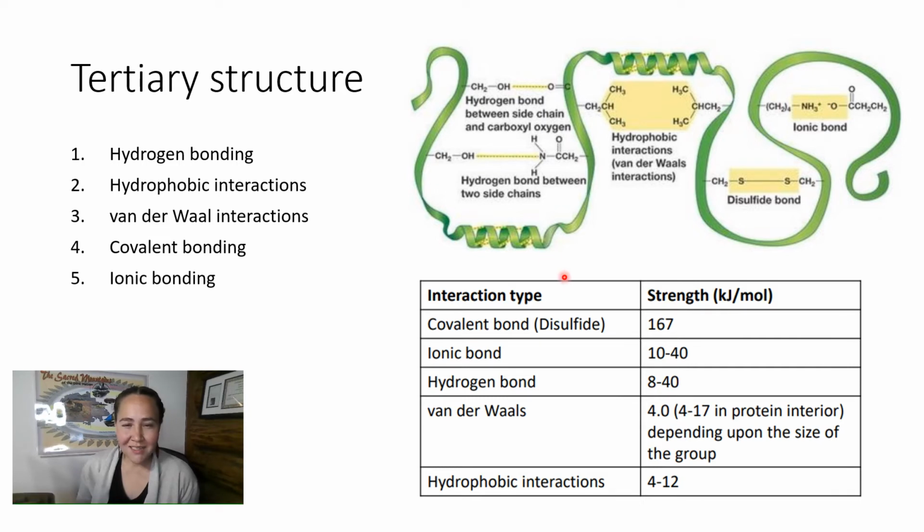I wanted to emphasize that the strengths of these bonds are very different. So the disulfide bond is the strongest. It's 167 kilojoules per mole. The ionic bond is the next strongest, followed by the hydrogen bonds and the van der Waals and then the hydrophobic interactions. So again, hydrogen bonds and van der Waals attractions are strong only when there are quite a lot of them.